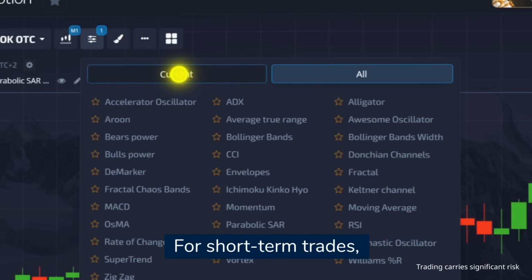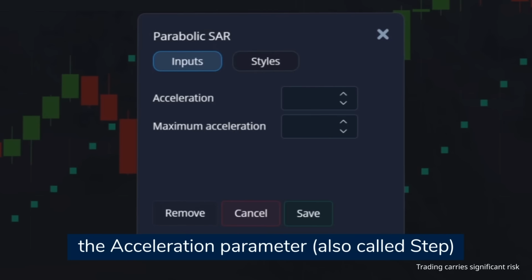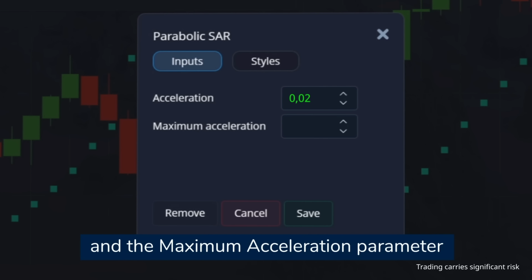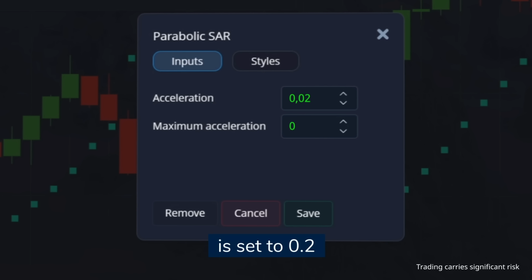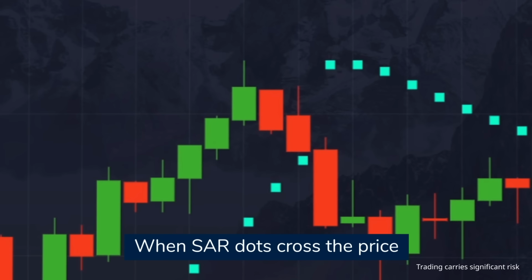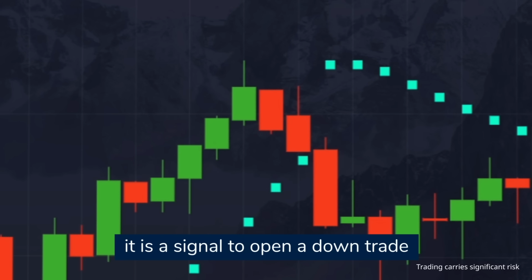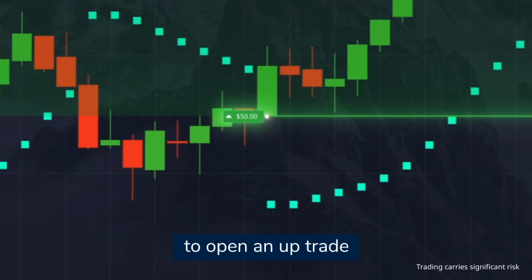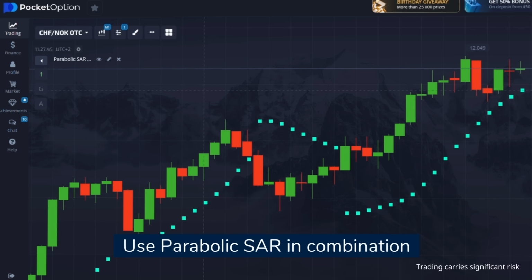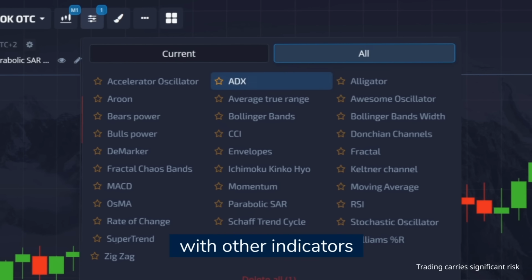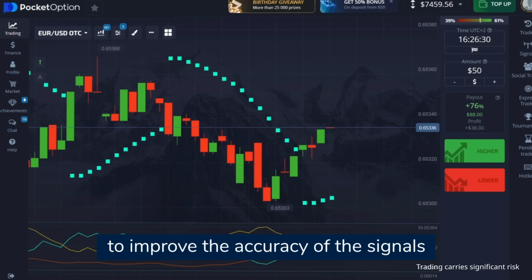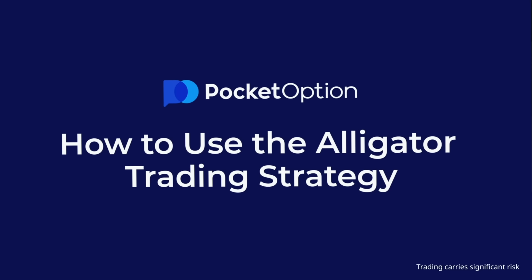For short-term trades, the acceleration parameter, also called step, is set to 0.02, and the maximum acceleration parameter, also called just maximum, is set to 0.2. When SAR dots cross the price from bottom to top, it is a signal to open a down trade. When SAR dots cross the price from top to bottom, it can be a good moment to open an up trade. Use Parabolic SAR in combination with other indicators such as MACD and ADX to improve the accuracy of the signals. How to use the Alligator trading strategy.